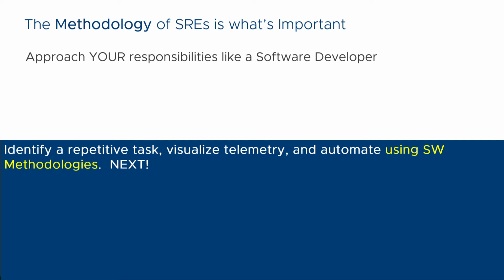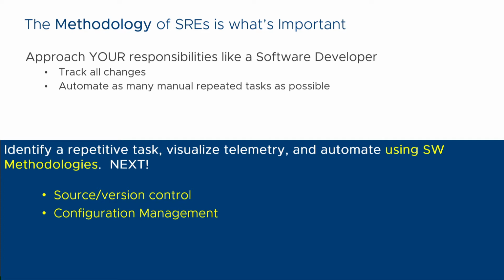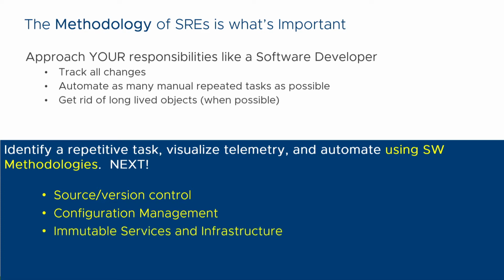So you want to identify all the repetitive tasks and figure out how to automate them, but automate them the right way. Automate them the software developer way. Don't just create a script to go do something. Check that script in and track it over time and track those changes. So track all changes. You're going to use something called source or version control. Automate as many manual processes as possible. That's potentially configuration management.